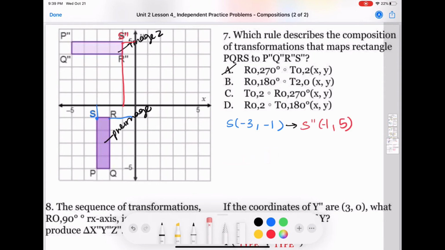So we'll try the next one. First, we start with a translation 2 units to the right. So S, -3 plus 2. Then we'll do the rotation 180 degrees, which tells us to keep the X and Y coordinates where they are, but to negate them. And again, we can see our resulting coordinate does not match the coordinate we are looking for, and so that is not our answer choice.